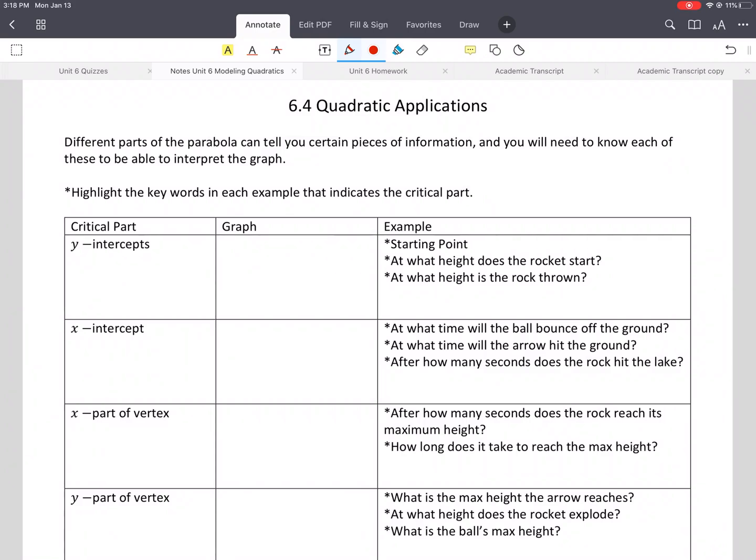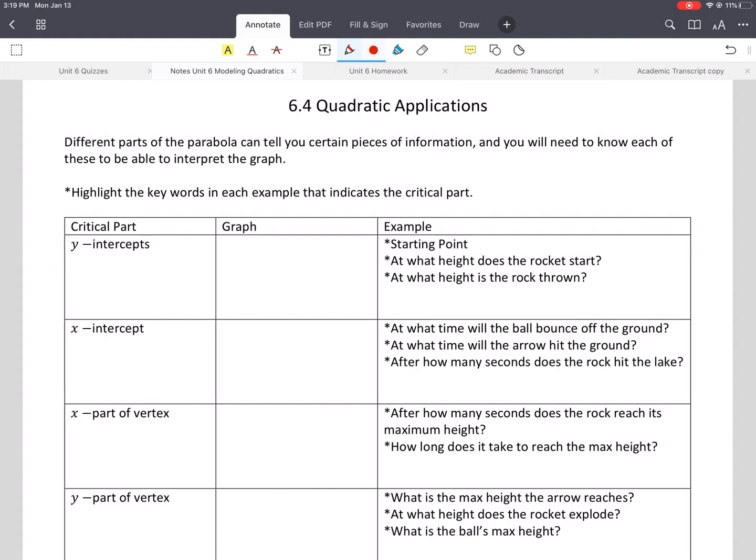All right, welcome. This is Quadratic Applications. So far, we've talked about switching forms and graphing using our graphing calculators, how to write equations giving key features, and then last time we also talked about graphing from word problems.